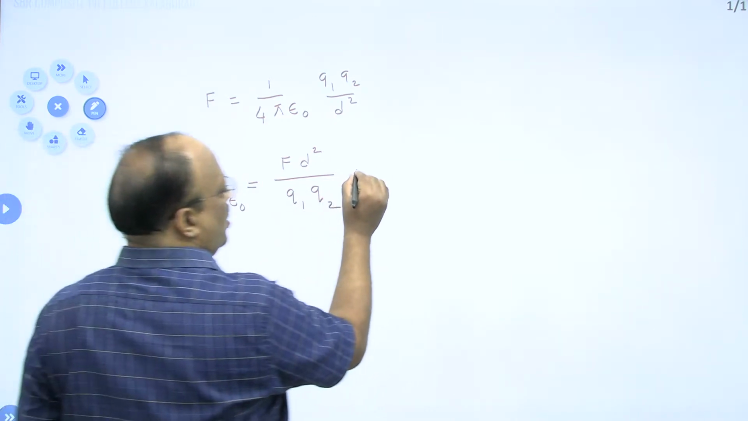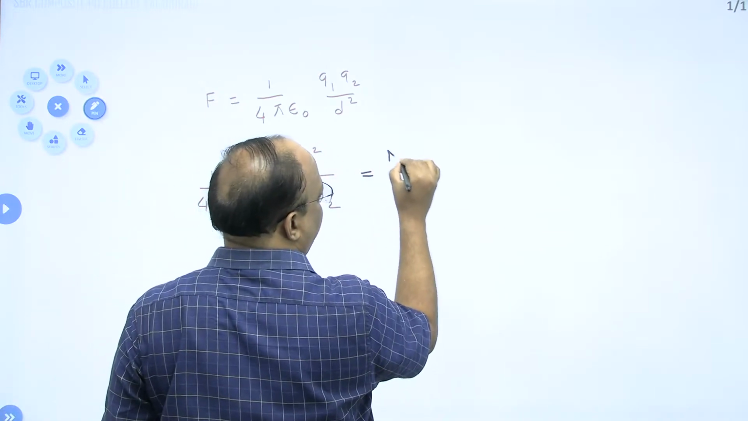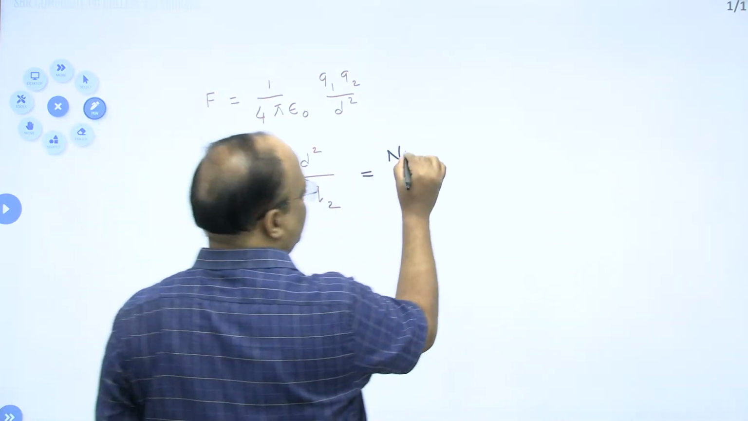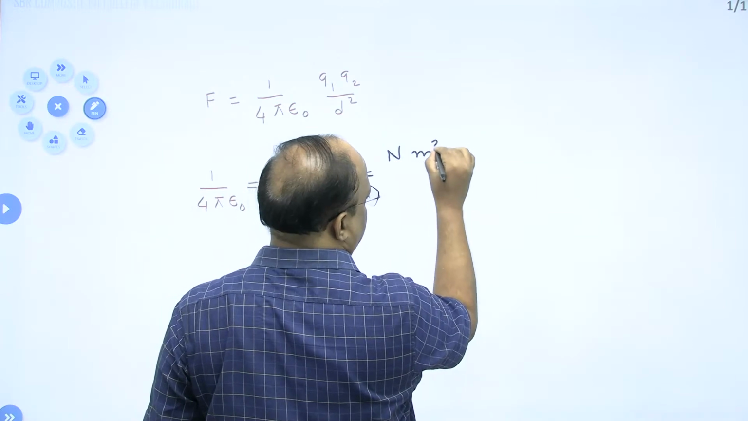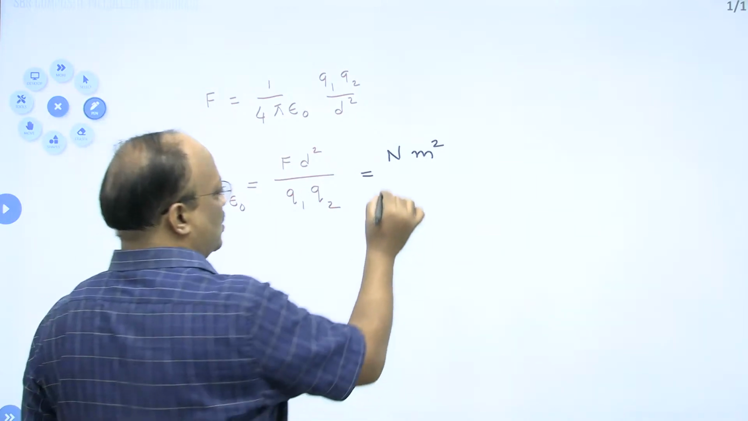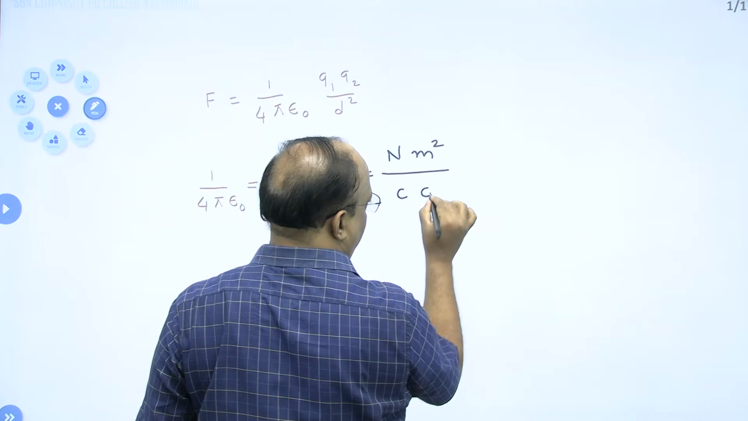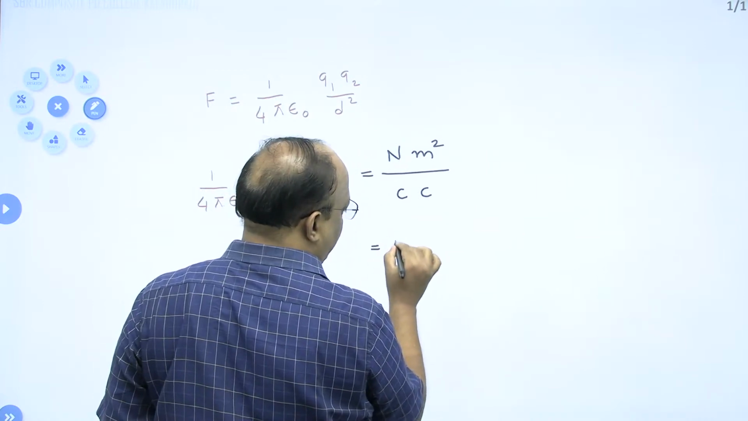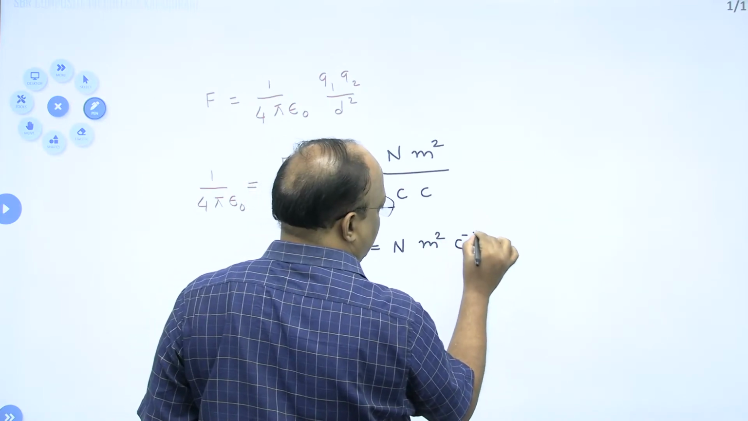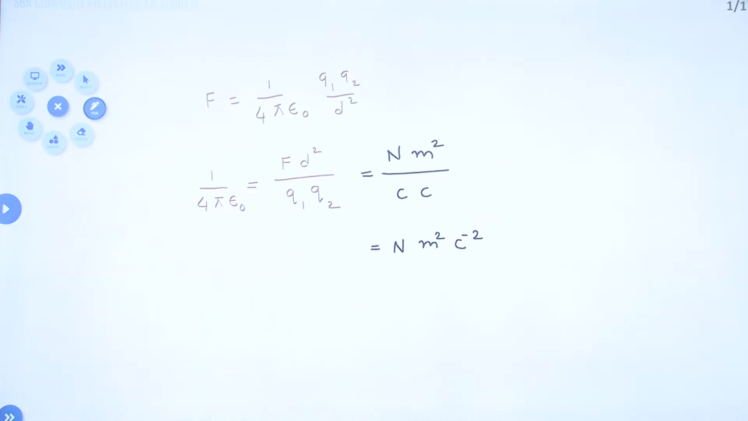Okay, so the unit we will find out first. How do we measure force? Force we measure in terms of Newton. Distance we measure in terms of meter in SI. Newton meter square, divided by charge, which we measure in terms of Coulomb. So this will be Newton meter square per Coulomb square.